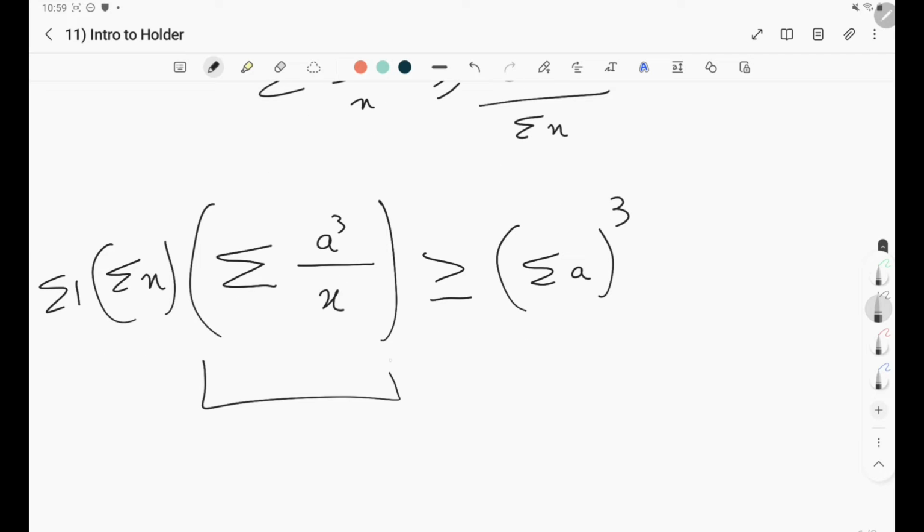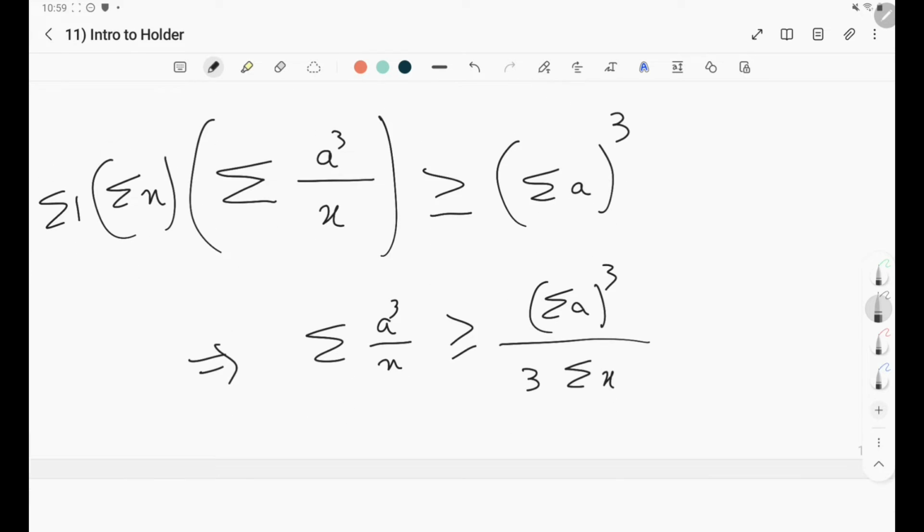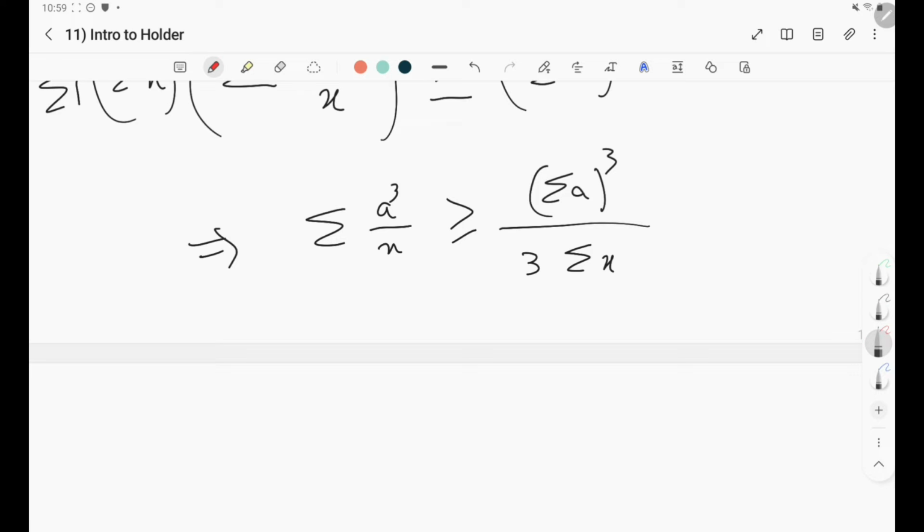So that means this thing here is just, if we rearrange stuff, sigma a all cubed divided by sigma 1, don't forget it. Let's say we're playing with just 3 numbers, then it will be 3 sigma x. But of course, if you're playing with more numbers, for example n numbers, then you put n, no problem. So basically, yes, we do have Titu's lemma for Holder.